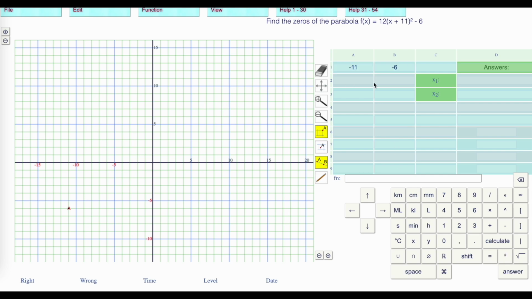When it is minus 10, we get positive 6. Minus 10, we have positive 6. And how about minus 12? We should also get positive 6. We do get positive 6. Looks like this. We can see our 0 is negative 10 point something and negative 11 point something. We're going to have to use algebra to figure that out.